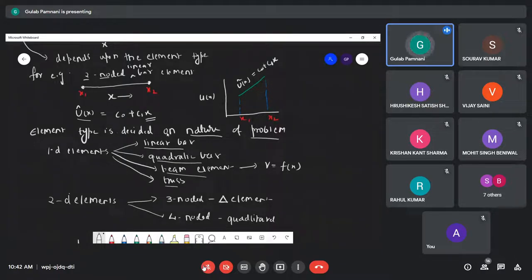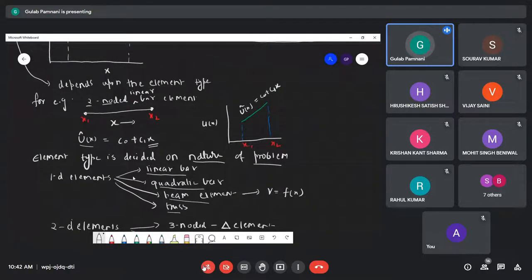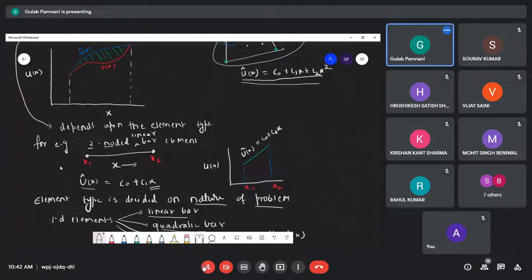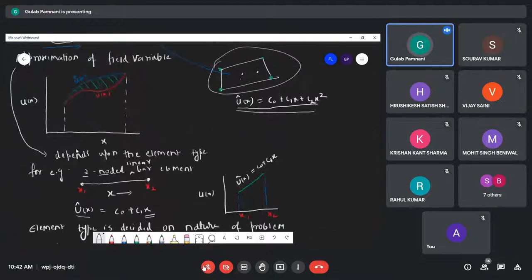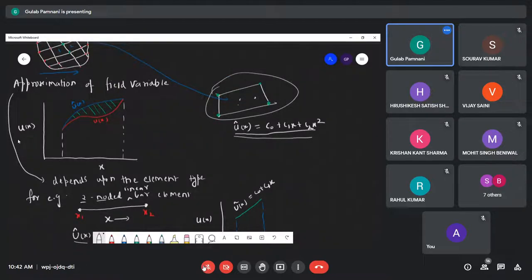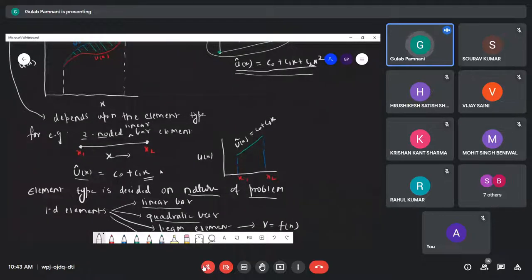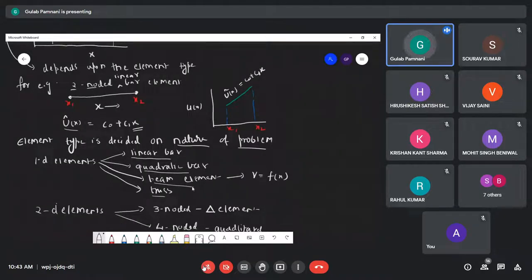Now, as I said, element type is decided on the nature of the problem, and element type decides how your field variable is approximated. मतलब आप element type जब choose करते हो तो आप ये choose करते हो कि आपका जो field variable है, u है या T है, वो किस type से vary हो रहा है. अगर लीनियर नेचर लेंगे तो हम लीनियर अजम्पशन मानते हैं. क्वाड्रेटिक नेचर लेंगे तो हम ये मान रहे हैं कि u(x) जो है वो पैराबोलिक फॉर्म में वेरी हो रहा है. और बीम एलिमेंट में अब हम डिग्री ऑफ फ्रीडम की भी बात करेंगे कि बीम एलिमेंट में we have two degrees of freedom. One is the deflection, other is the slope. We are interested in deflection and slope. We have two degrees of freedom.